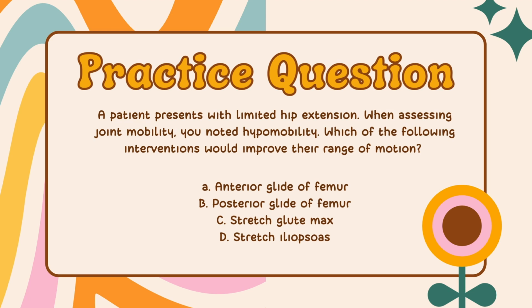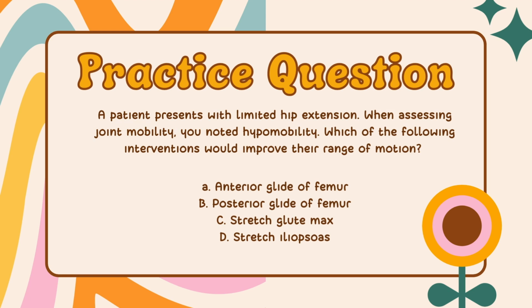So this question says they have limited hip extension. So a lot of things can limit hip extension. It could be either the joint or it could be muscle. But in the question it says when assessing joint mobility, you noted hypomobility. So you are checking interarticular motion, or you're checking joint mobility, and it was limited. There's no test for muscle length here, so we're not sure if it's due to muscle length. So which of the following interventions would improve the range of motion?